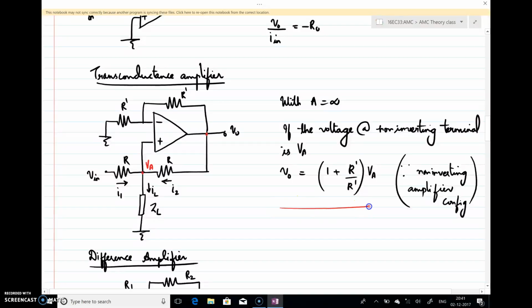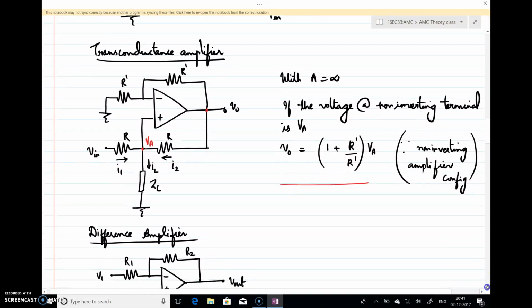Right, so the expression will be 1 plus R dash by R. That is 2 times VA. Ideally, it is 2 times VA if you use the same resistor value. So the transconductance is nothing but 2 in that case. The output is just 2 times VA. By choosing different ratios, we can get different values over there.